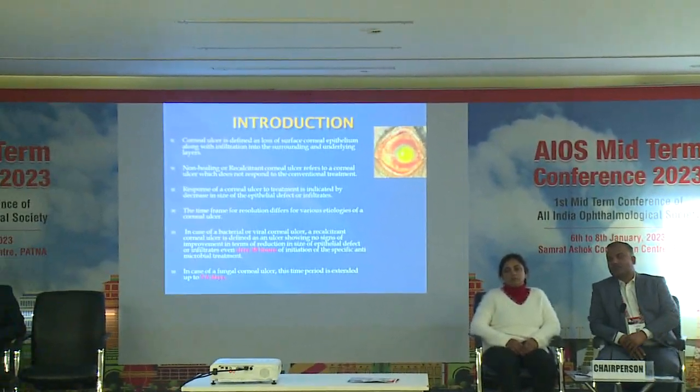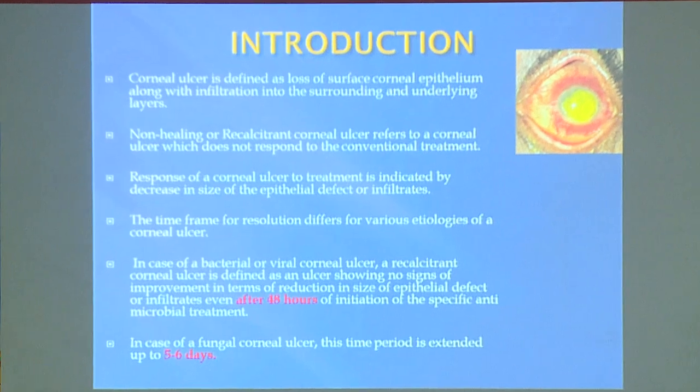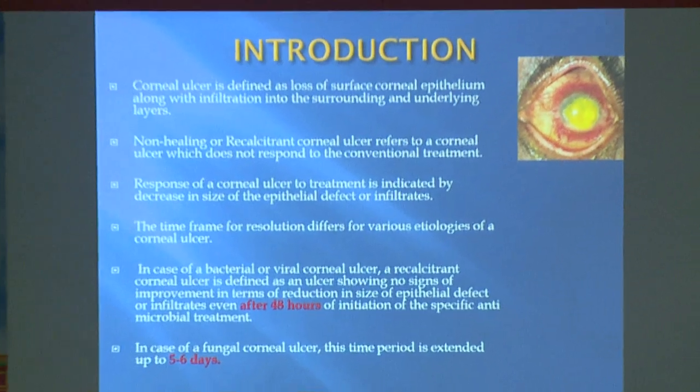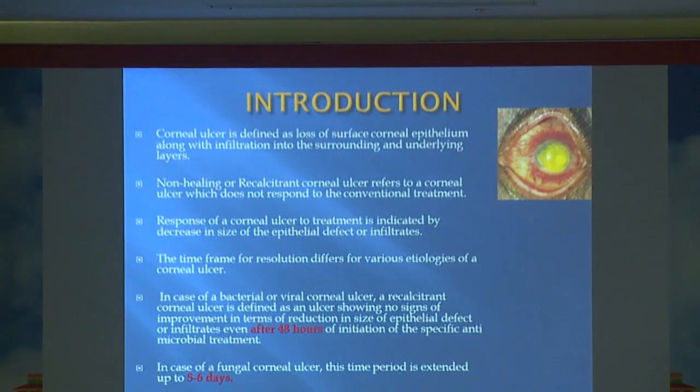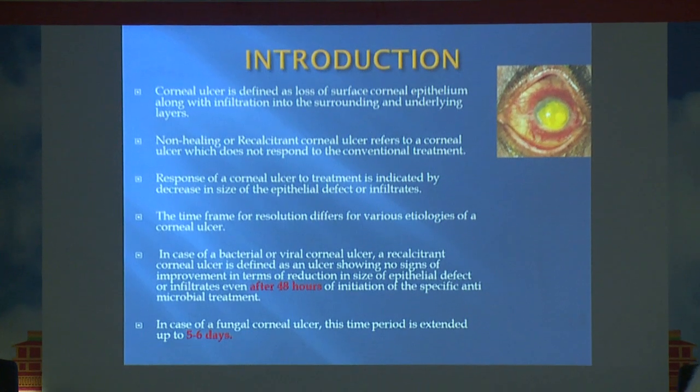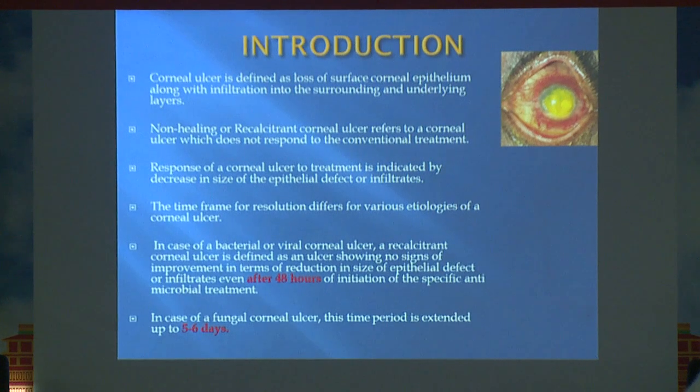Response of a corneal ulcer to treatment is indicated by a decrease in the size of the epithelial defect or infiltrates. The time frame for resolution differs for various etiologies. In a bacterial or viral corneal ulcer, if even after 48 hours of specific antimicrobial therapy there is no sign of improvement, we label it as non-resolving. In a fungal corneal ulcer, this period extends up to 5 to 6 days.